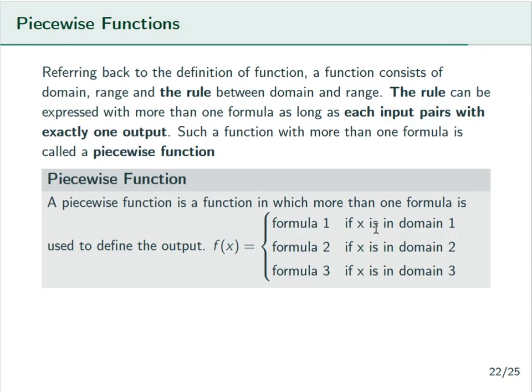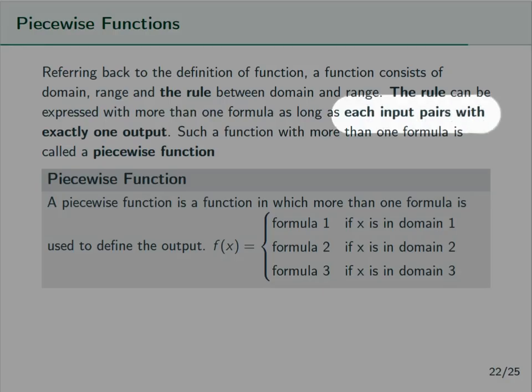Now let's look at piecewise functions. So referring back to the definition of function, the function consists of domain, range, and the rule. The rule, also known as the equation that we see a lot, is between domain and range. So the rule can be expressed with more than one formula as long as each input pairs with exactly one output quantity, because this is one of the main parts of the function. So as long as this rule is kept, we can have hundreds of formulas representing one function.